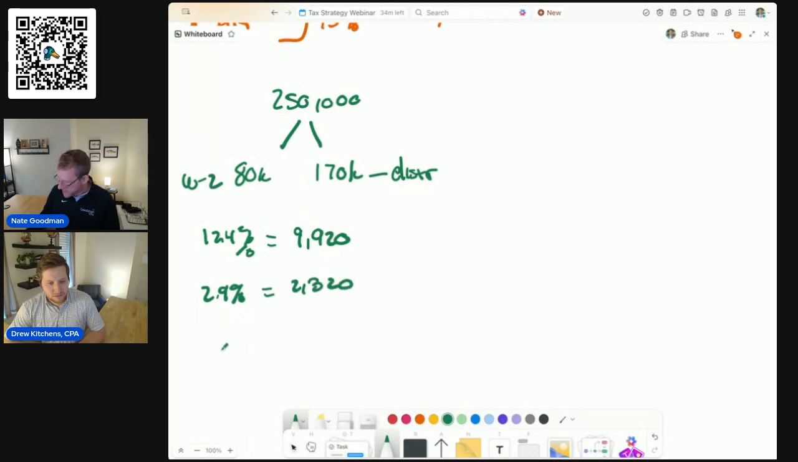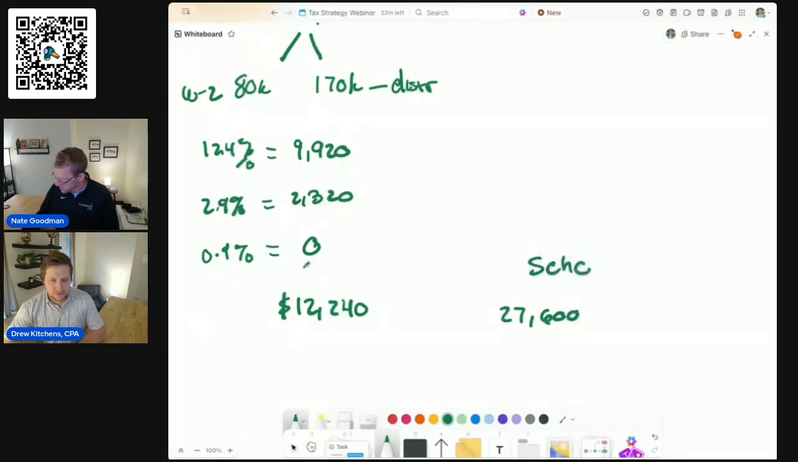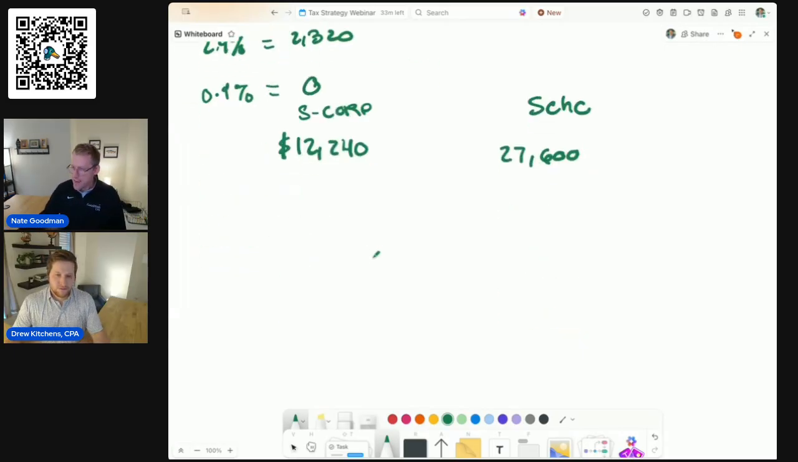So that's going to equal $2,320. And then the additional Medicare tax is not going to be applicable because your salary is below that $200,000. So then total, what we'll have here is a $12,000 self-employment tax equivalent tax bill versus what we talked about before, which was $27,600 if we stayed in Schedule C versus this optimized S corp. And so by doing that, you've now saved $15,600 essentially. I'll put an approximate.